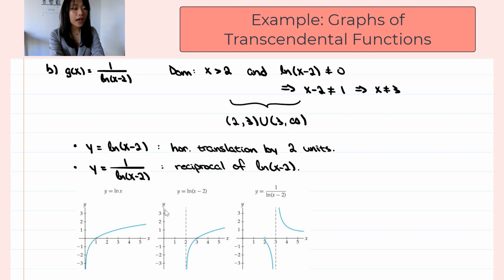So now the vertical asymptote moves from x equals 0 to x equals 2. And now the function passes through this point, (3, 0). Then, the next step is to get the reciprocal of this function.